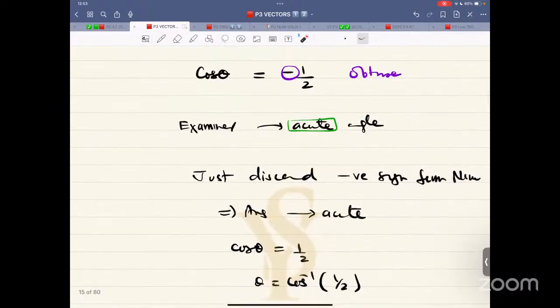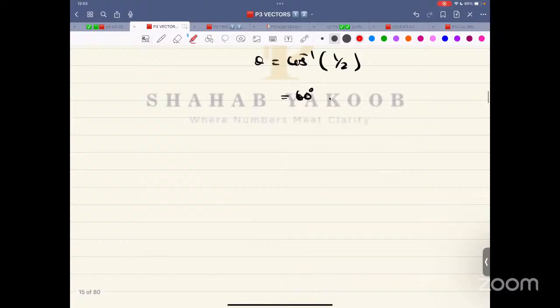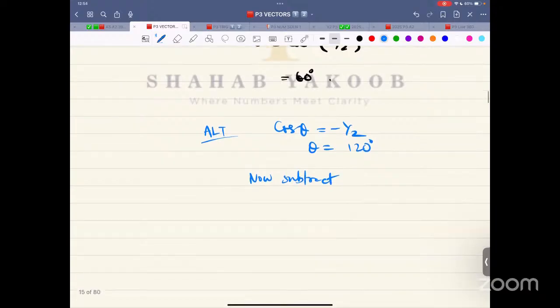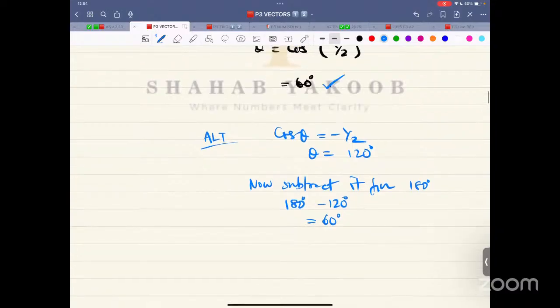Now, let's say in some question, they have given us that cos theta is coming out to be negative half, it's an obtuse angle. But the examiner is insisting on the acute angle. So what needs to be done? Discard the negative sign, and the answer will come out to be acute. Or alternatively, cos theta is equal to negative half, theta comes out to be 120 degrees. Now subtract it from 180 degrees, if someone wants to follow this process. So 180 minus 120 is 60 degrees. The same thing as this.